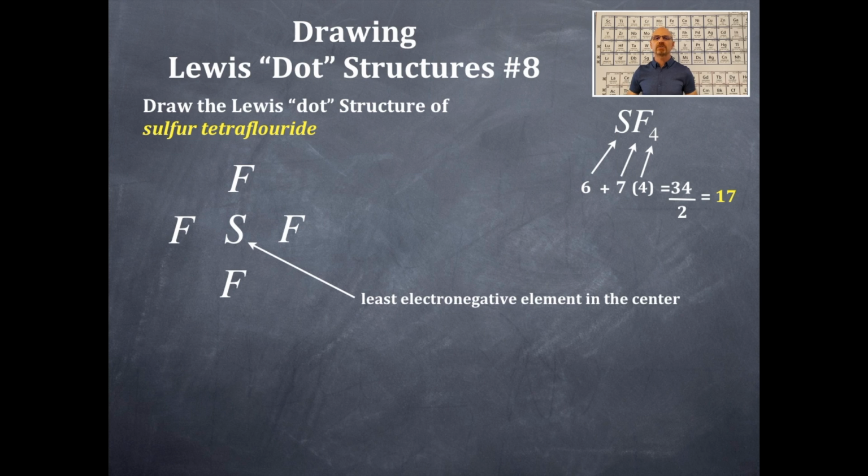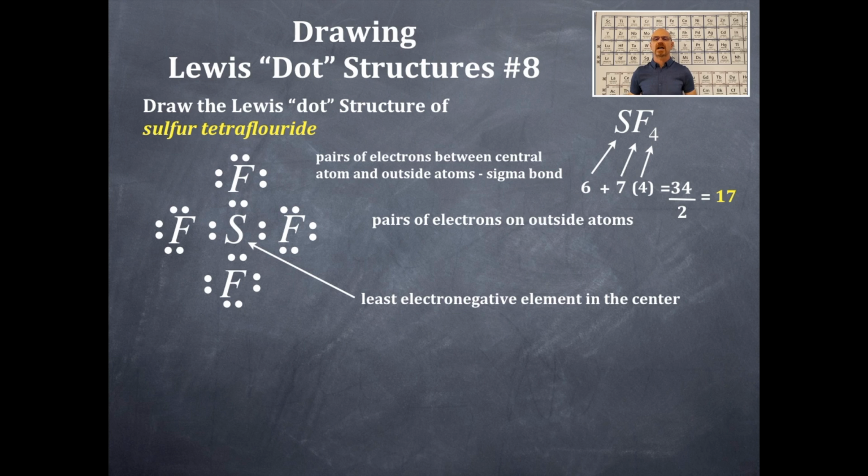The next thing we're going to do is place a pair of electrons between the central element and the outside elements, forming a single or a sigma bond. I have done that just there. Next thing we do is place lone pairs of electrons around the outside atoms. I've done that there. I've actually used up 16 pairs of electrons. I have one more pair of electrons to do.